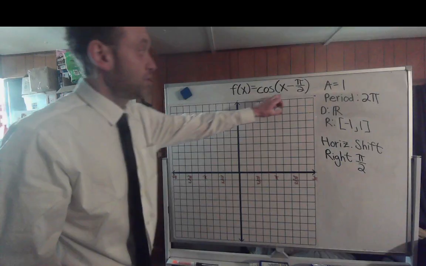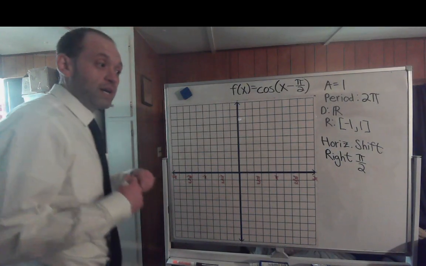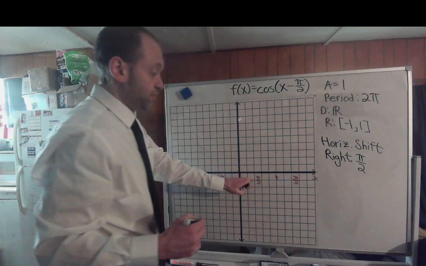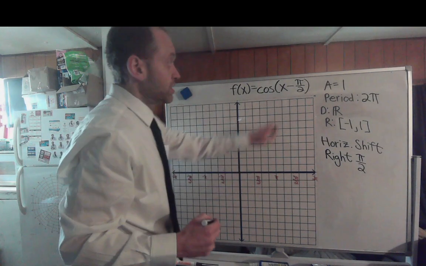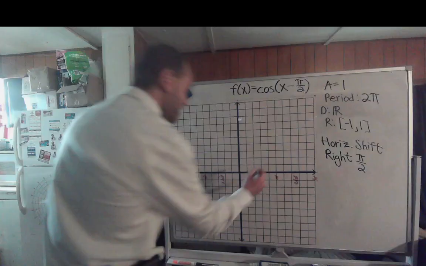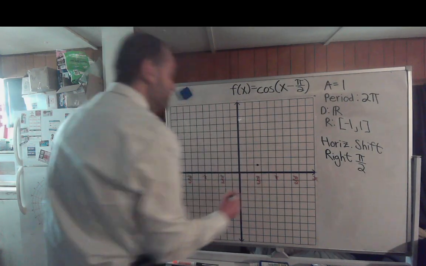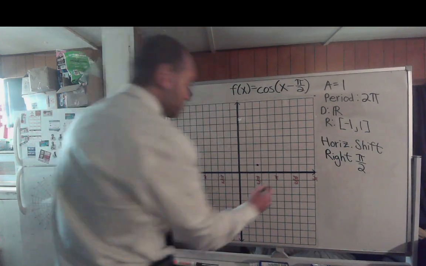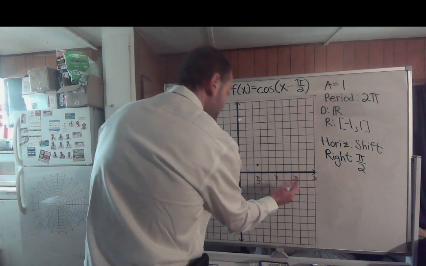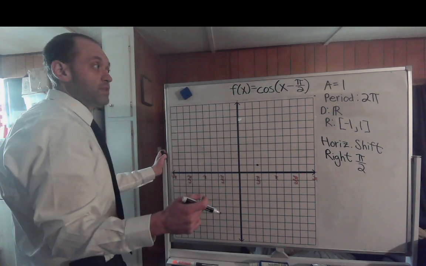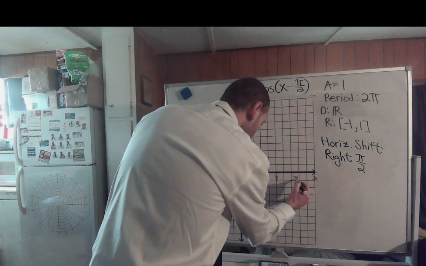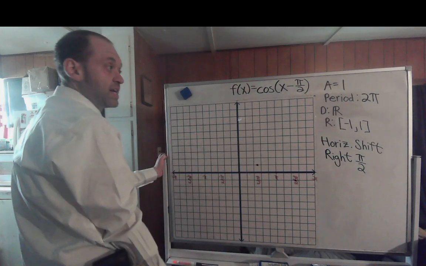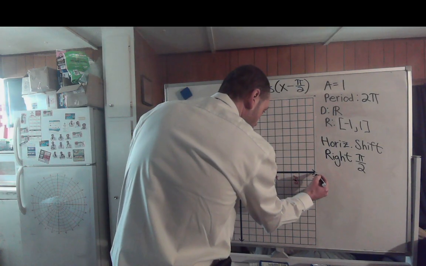If I put in 0 for x, I'll get the cosine of negative pi over 2, which is actually 0. If I put in pi over 2, I'll end up getting the cosine of 0, which is 1. If I put in pi, I'll get the cosine of positive pi over 2, which is 0. If I put in 3 pi over 2, I'll get the cosine of pi, which is negative 1. If I put in 2 pi, I'll get the cosine of 3 pi over 2, which is 0.